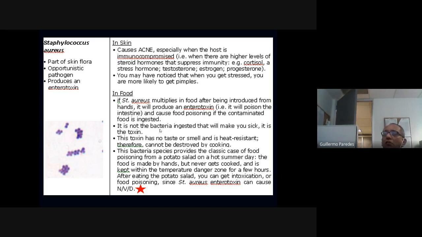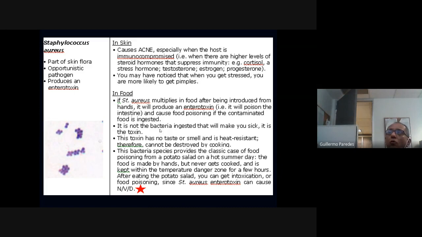Now, do you notice that some people eat the potato salad? "Oh, I have food poisoning." "You don't have food poisoning." Well, that is the lucky one. The lucky one took the portion of the potato salad with the least concentration of the toxin of the Staphylococcus aureus, and the other didn't. So actually one can show signs and the other not.